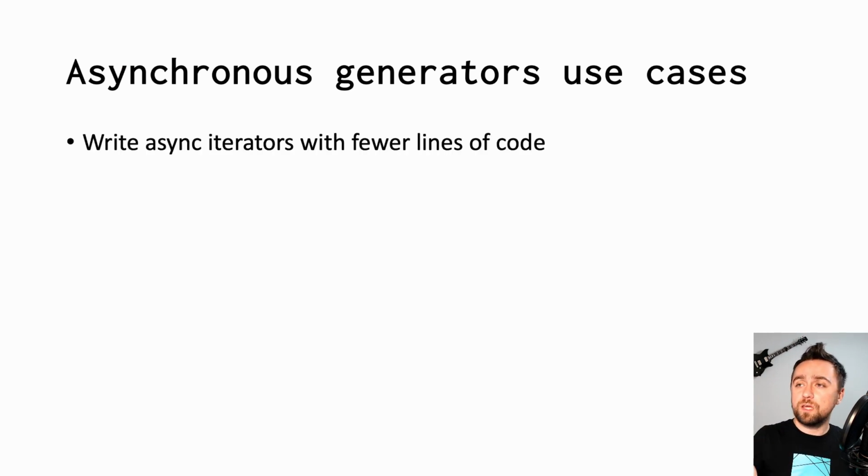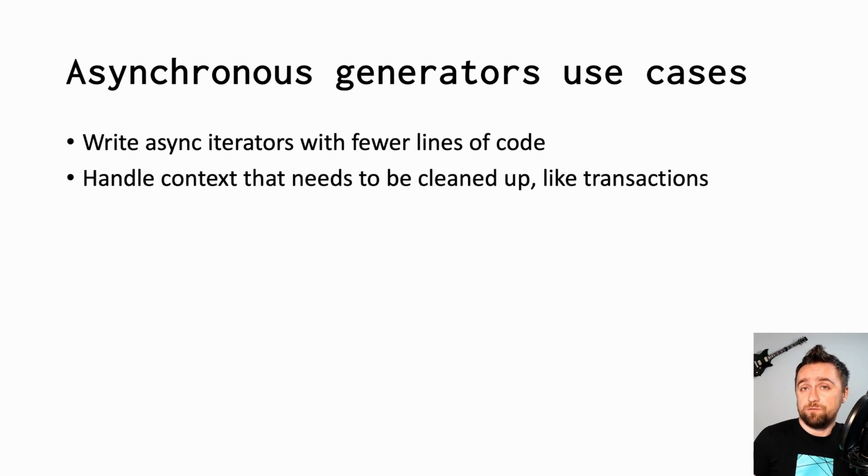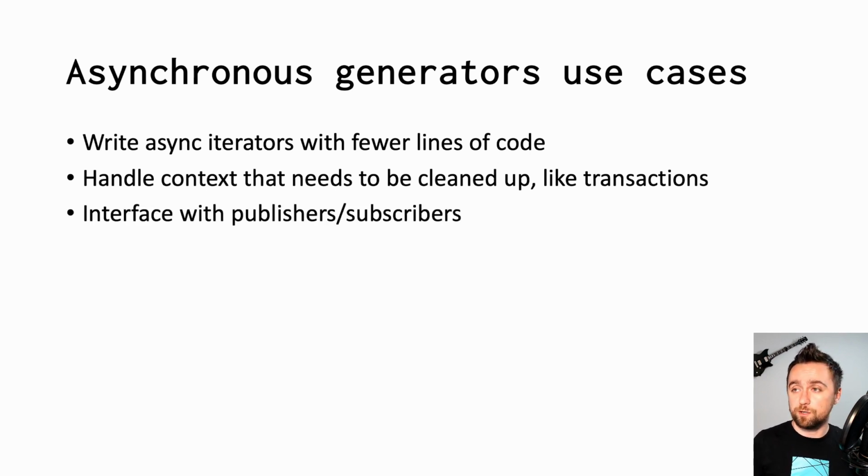We use them if you would otherwise write an async iterator, but you are overwhelmed by the amount of lines that you have to write, right? You have to create a class and create an __aiter__ and create an __anext__. Very often an async generator is simply shorter. But if you need to handle context that needs to be cleaned up, like those transactions, it's way easier to do this thanks to aclose in an async generator than to actually manage this manually in an async iterator.